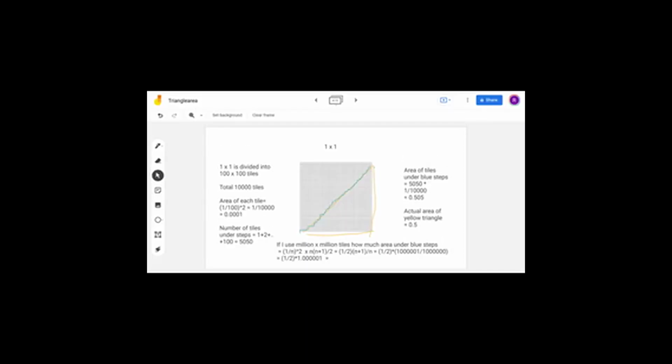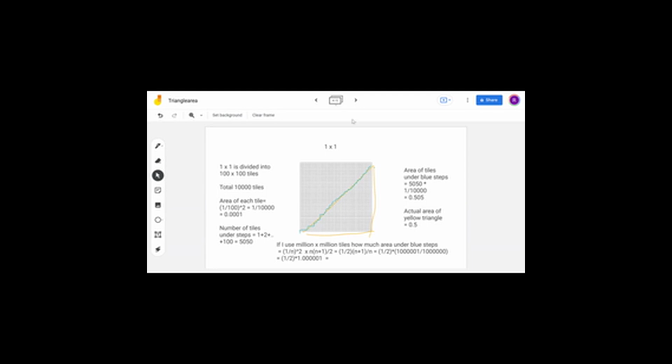Why? Because the number of such tiles will be a million times a million. The number of rows is a million and the number of columns is a million. So million times million, and million is 10 to the power 6. So it is 10 to the power 6 times 10 to the power 6, which is 10 to the power 12. Okay.